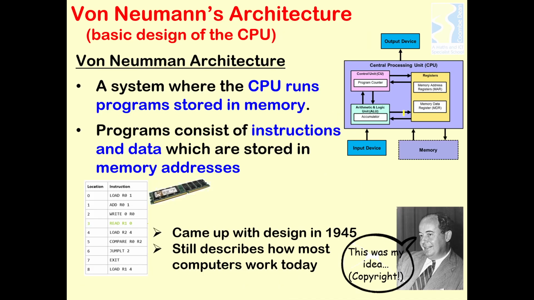It's basically this. The von Neumann architecture is a system where the CPU runs programs stored in memory. Your programs are loaded and stored in memory, and the CPU runs those programs. Programs consist of instructions and data that are stored in memory addresses. So each instruction is saved in a memory address, and the CPU fetches these instructions, decodes them, and executes them. FDE. And that is what the von Neumann architecture is, just in case you get asked a question about it in the exam. Von Neumann architecture.